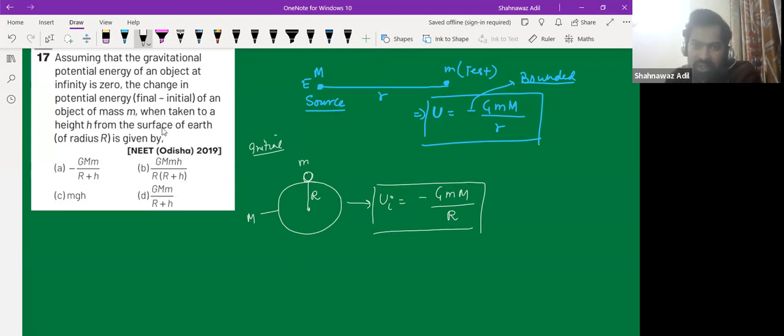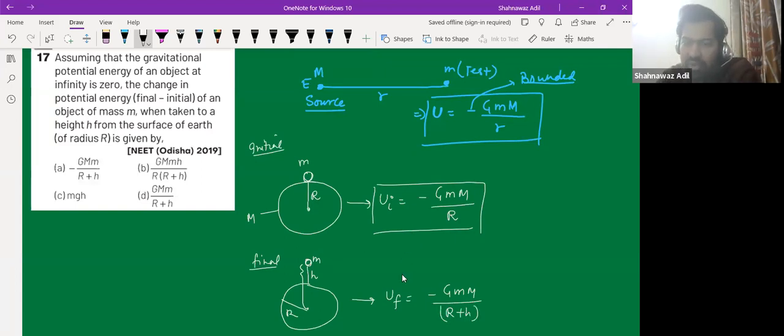Now this has been taken to a height h above the surface. So what is the final position? This is the earth, right? And then this object is taken h above the earth. So this total would be the separation, right? So then the final would be how much? That would be minus GMm divided by r plus h. So this is the final potential.